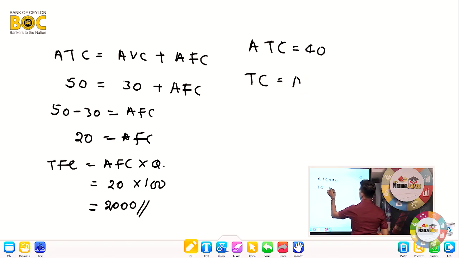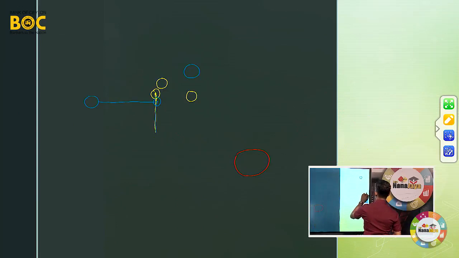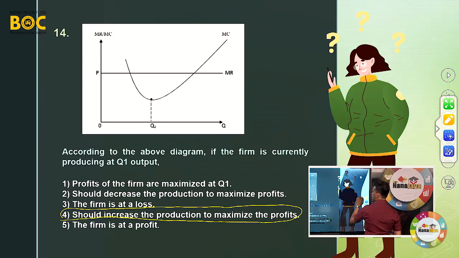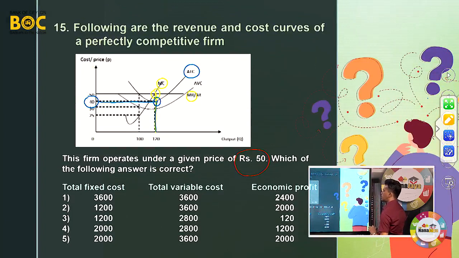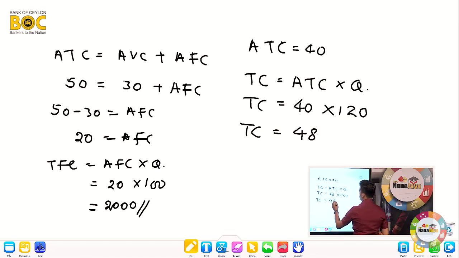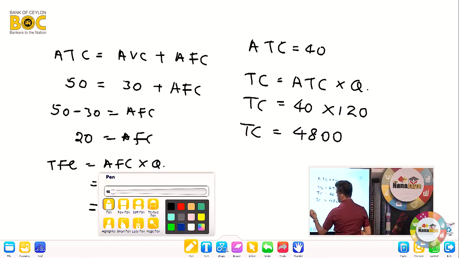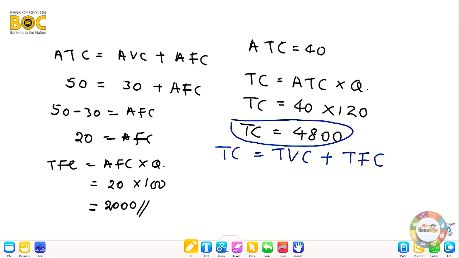Therefore total cost is average total cost multiplied by the quantity. The average total cost is 40 at 120 units. So we should multiply this by 120 to get the total cost. So how much is the total cost? It is 4800. And we know that the total cost is the total variable cost plus the total fixed cost. Total cost at 120 units is 4800.